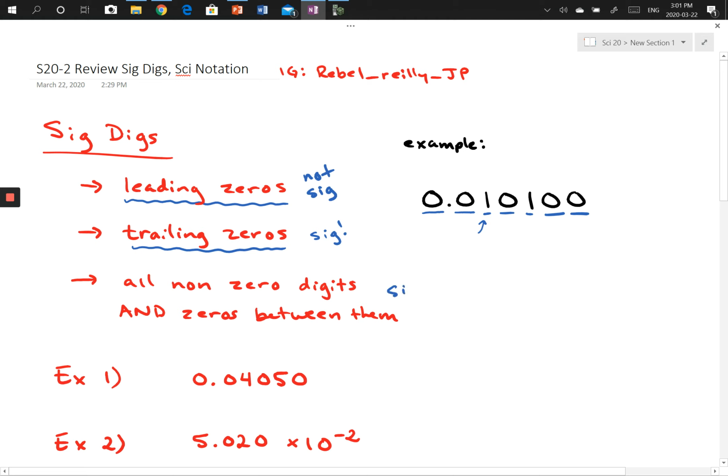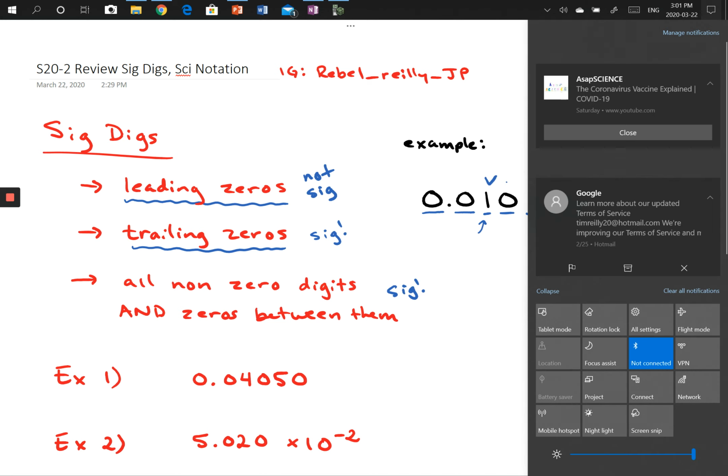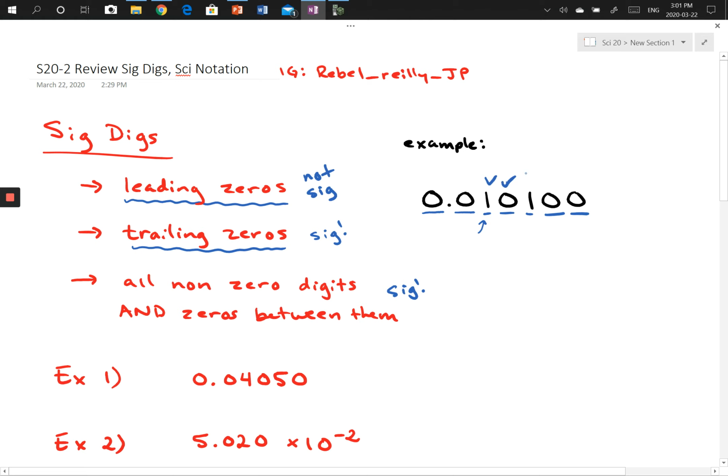So in this number, how many sig digs do we have? We have one, 2, 3, 4, 5 significant digits. So in this number here, there's 5 sig digs.